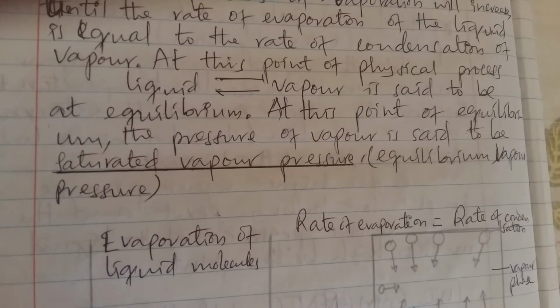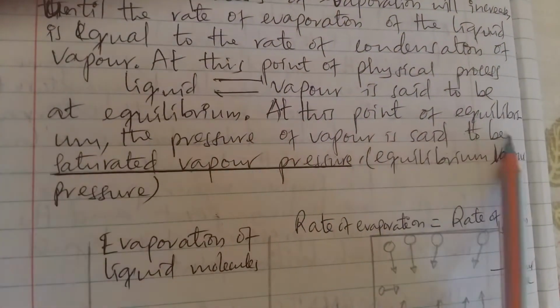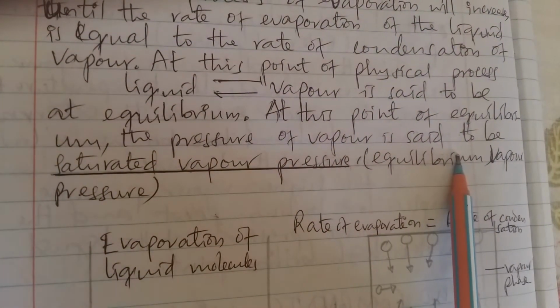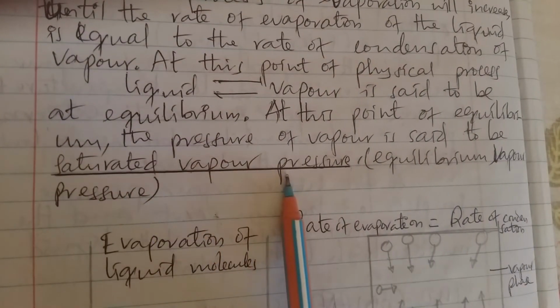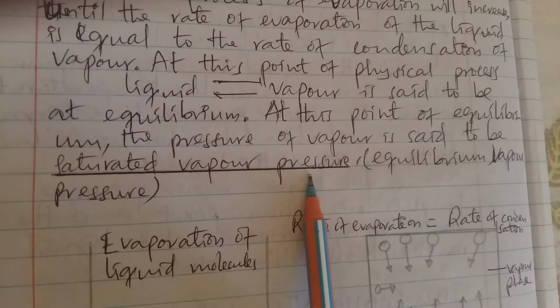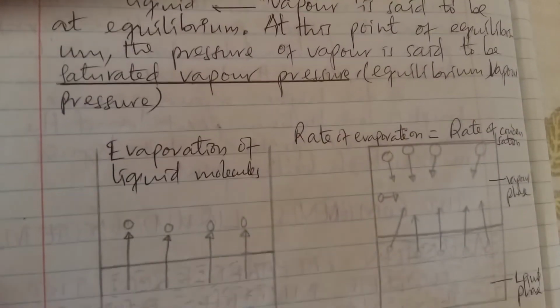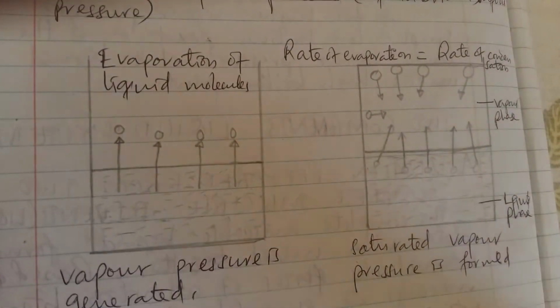So at this point, what we say is that at this point of equilibrium the pressure of the vapor is said to be saturated vapor pressure. Saturated vapor pressure, or by another name, equilibrium vapor pressure. So what we explained in evaporation is like this.